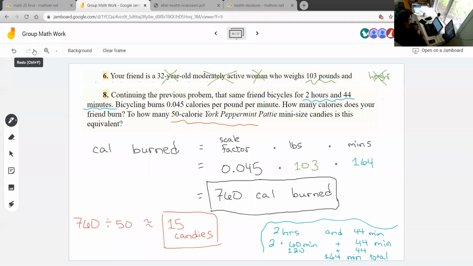So she somehow rides her bike for almost 3 hours. If she was to go home and hog herself on 15 candies, it would all cancel out. Okay, questions on any of that page? Ready to move on? Okay, I'm going to pause the recording for just a moment.